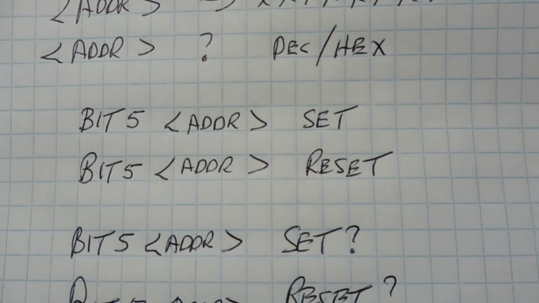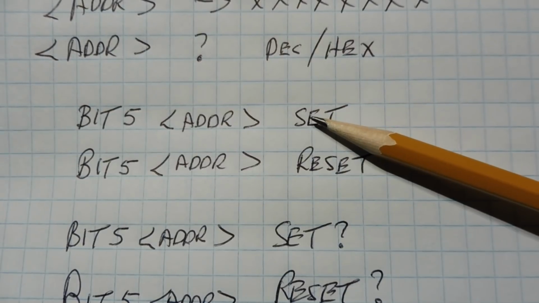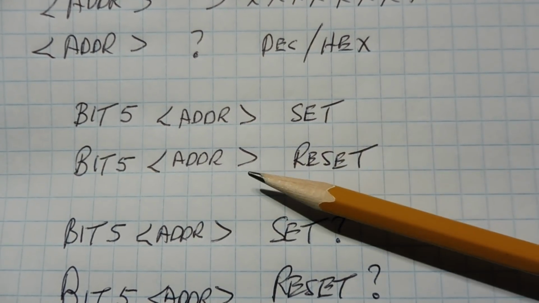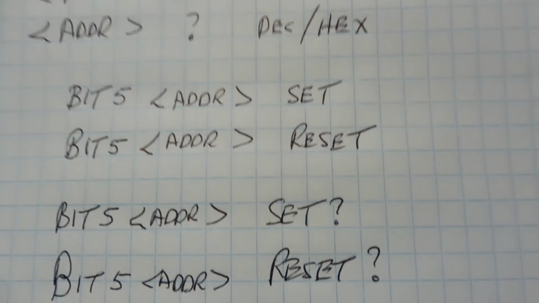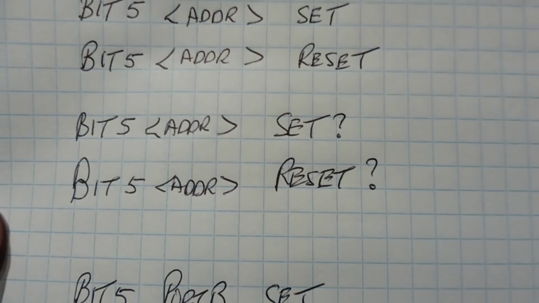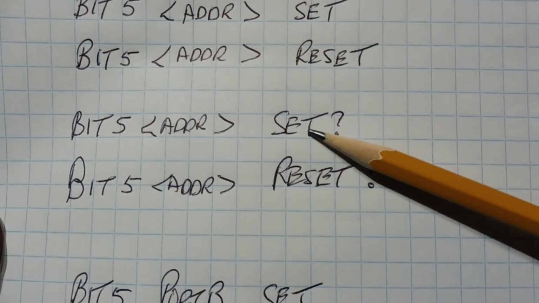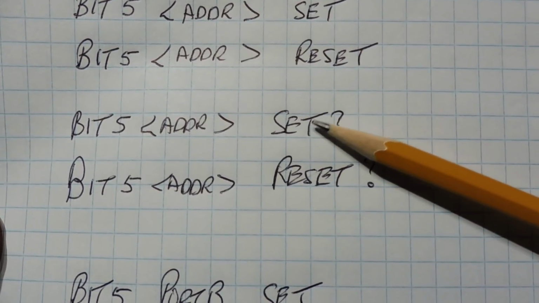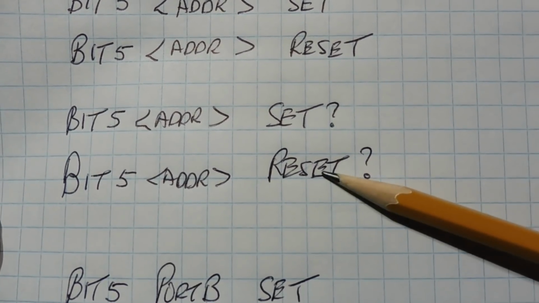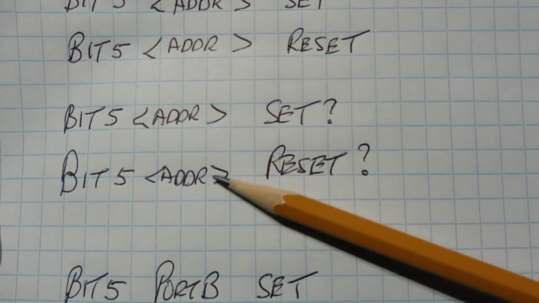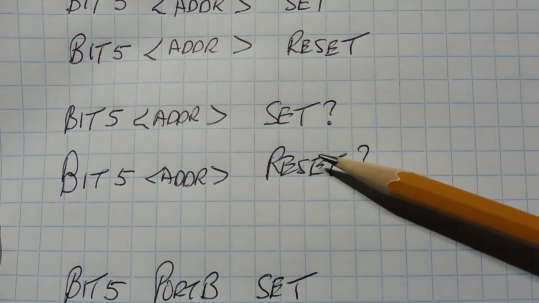So here's an example. Bit 5, then the address set, so I will set bit 5 to a digital 1, or bit 5 address reset, and that will reset bit 5 to a digital 0. Now we could read each bit and do a test on it. Bit 5 address set will give a true flag if bit 5 is set, and we'll get a false flag if bit 5 is reset. And the other way around, bit 5 address reset will test bit 5 of this configuration register, and if it's low, it'll give us a true flag, and if it's high, it'll give us a false flag.